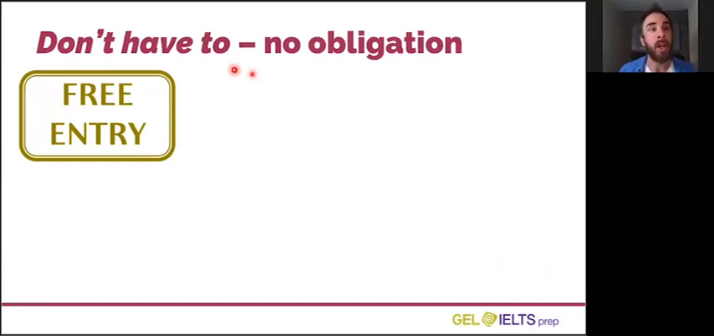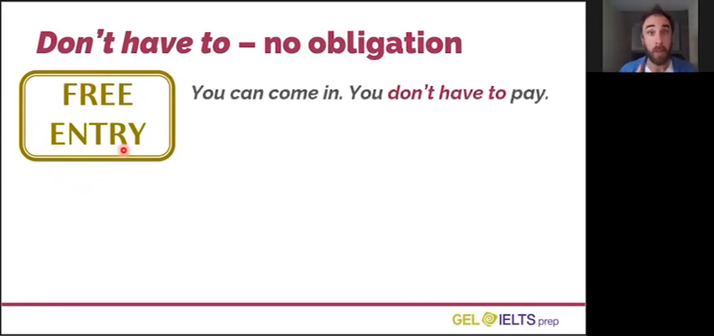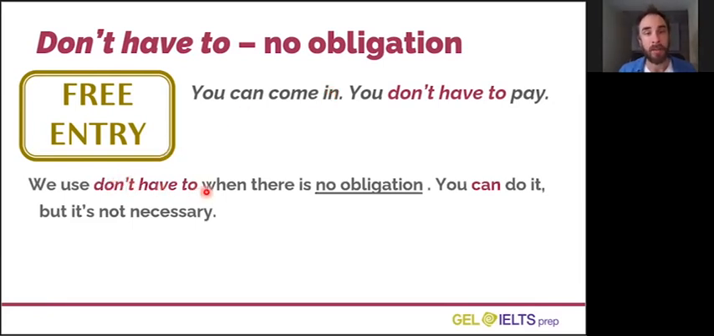Next, we come to don't have to. This is a little bit different. It means that there is no obligation. For example, if you see a sign that says free entry, this means you can come in, but you don't have to pay. We use don't have to when there is no obligation. If you wanted to pay, I'm sure they would take your money, but you don't have to pay.